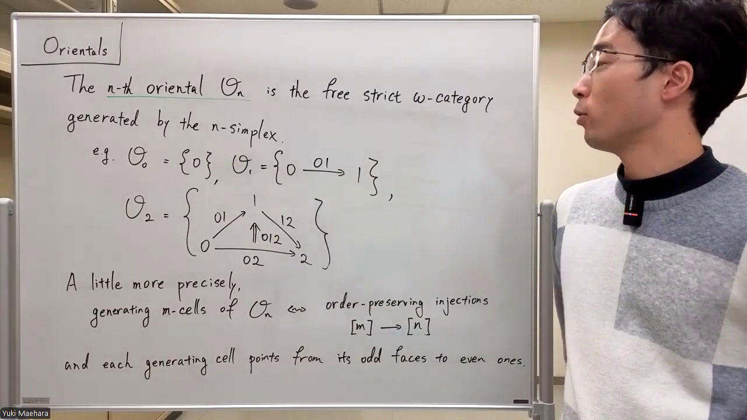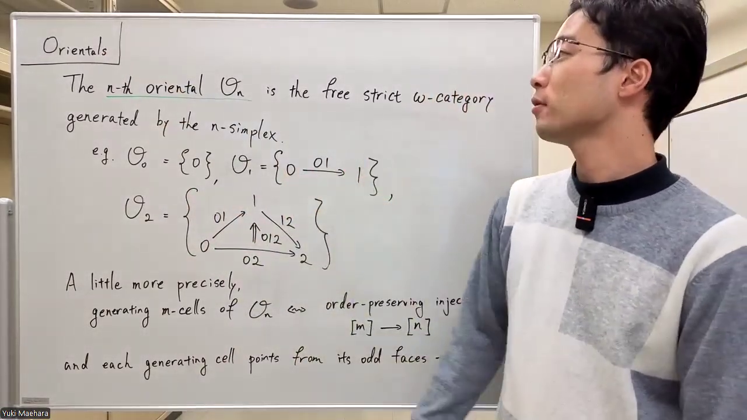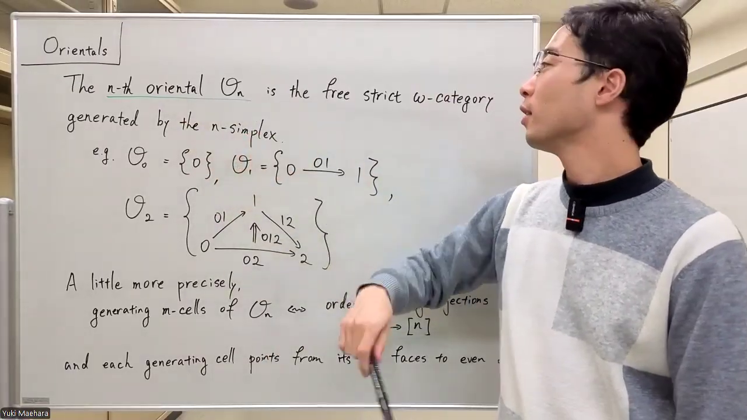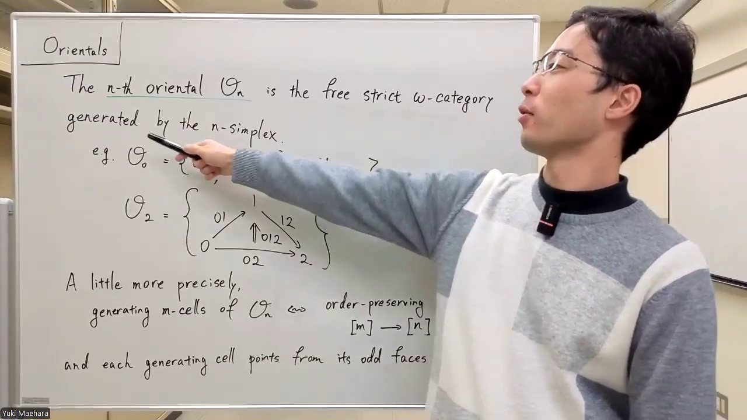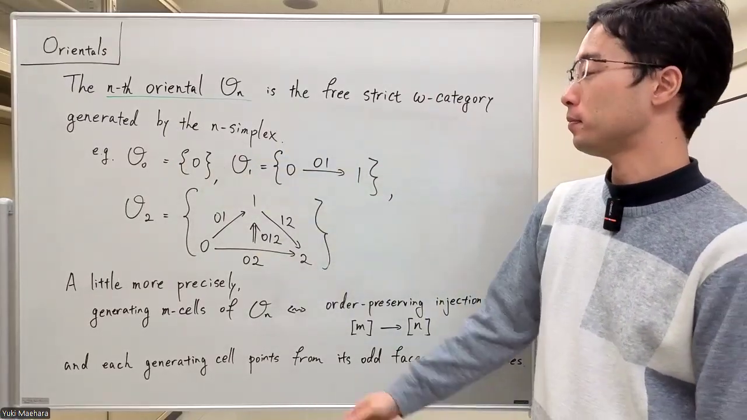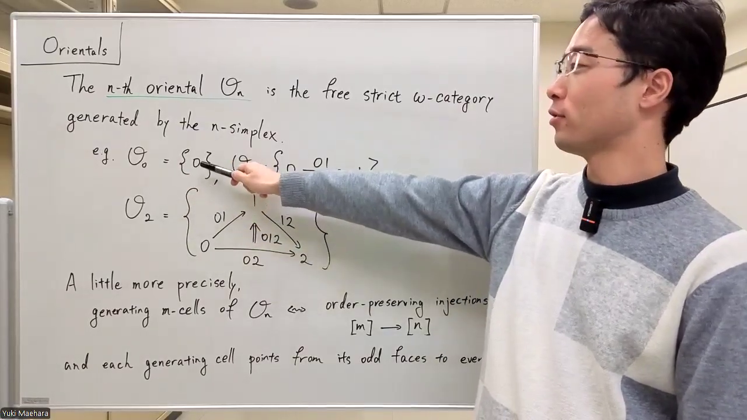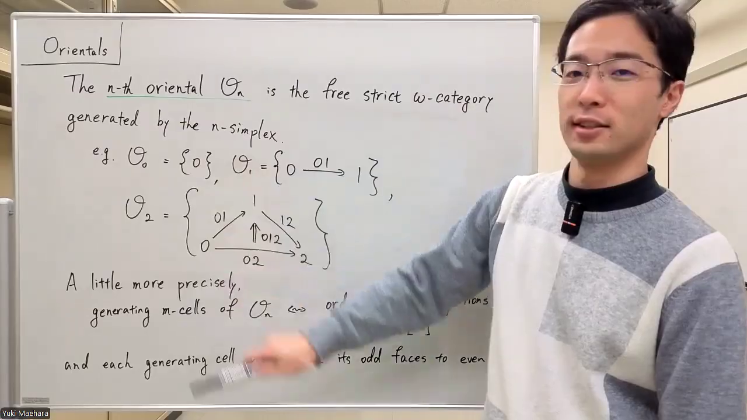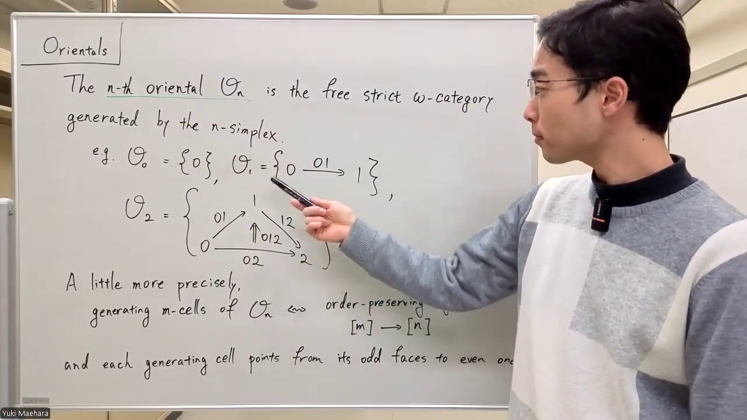Alright, in this video I will talk about the Orientals. So here's an informal definition. The nth Oriental, or O(n), where n is a natural number, is the free strict omega category generated by the n-simplex. For example, the zero simplex is just a point, so the zeroth Oriental is just a single zero cell with no non-identity higher cells.